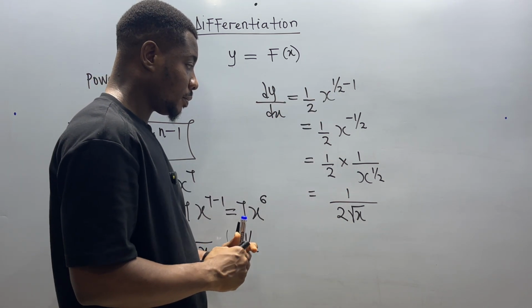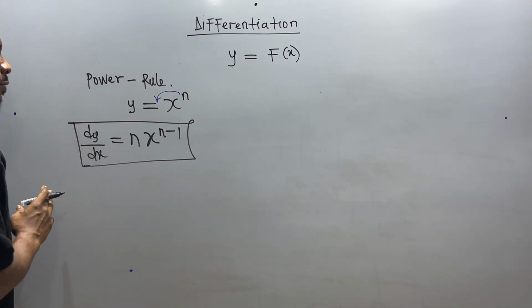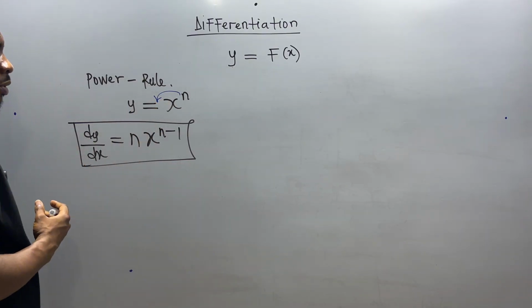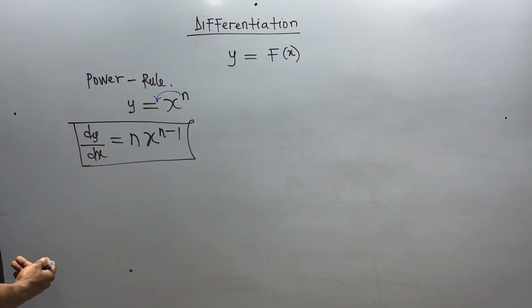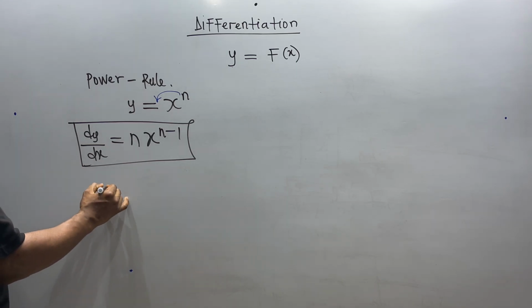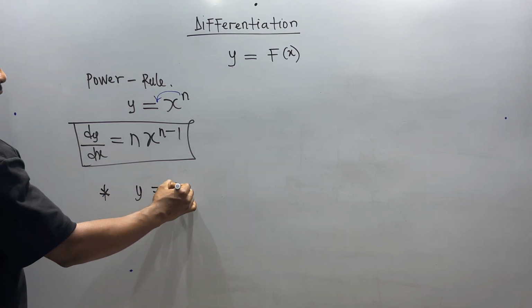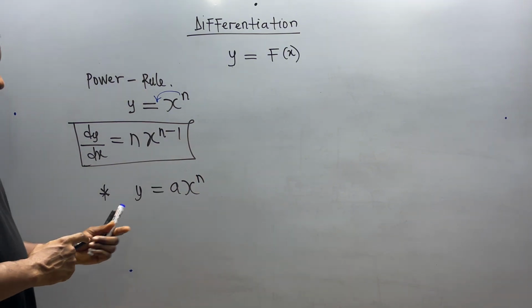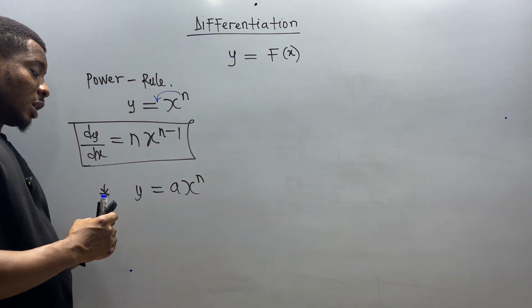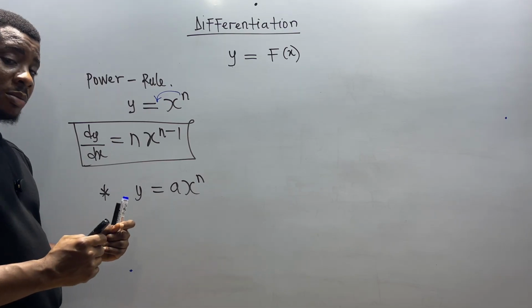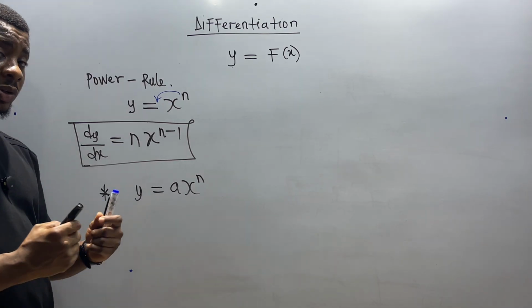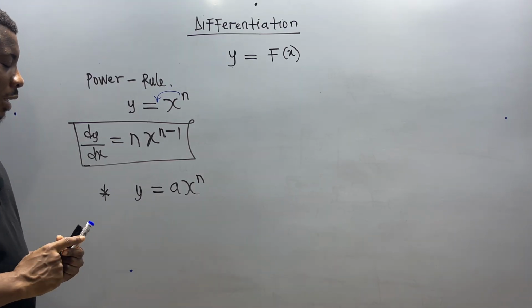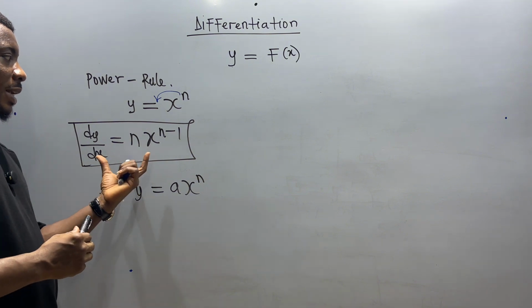All right. Now, what if I have a constant attached, a multiple? Let's say, for instance, I have y is equal to a x to the power of n. Here, a is a constant. a could be 2, could be 3, could be any number. It could be a negative number, it could be a positive number. Now, we can still apply the same power rule.